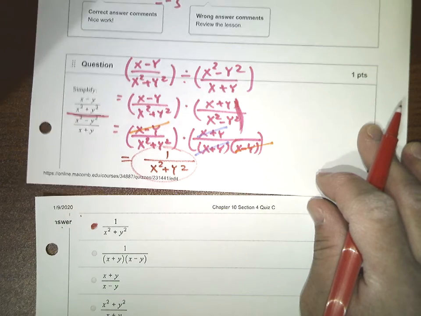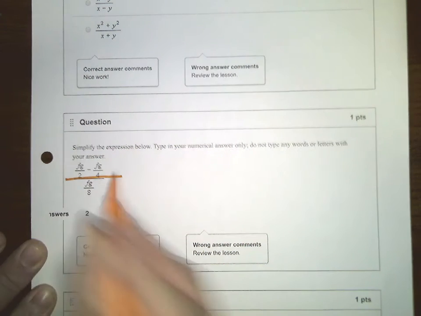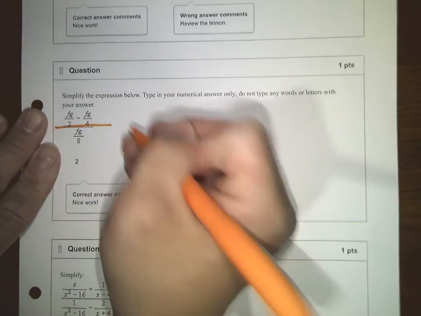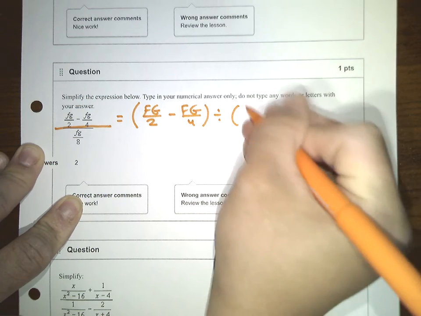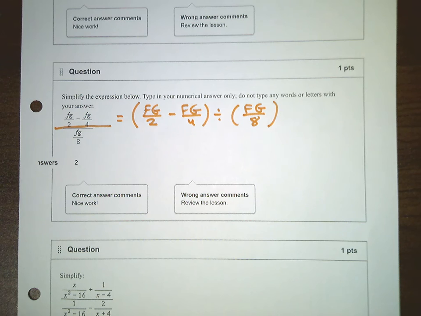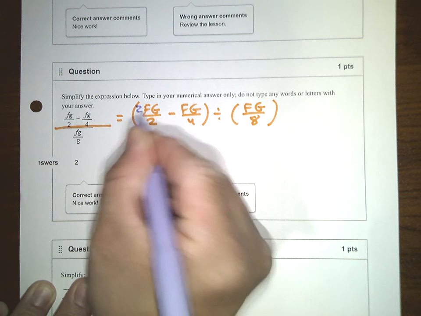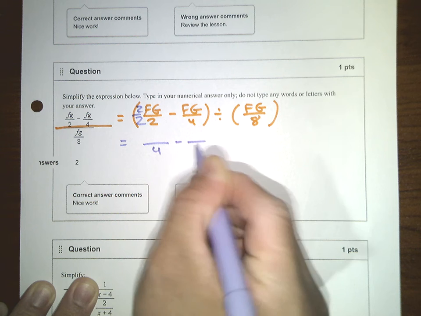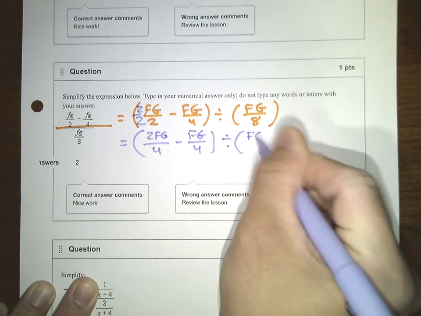All right, so let's go ahead and do just a few more here. So here is another one. We have fg over 2 minus fg over 4, and then that's divided by fg over 8. So we need a common denominator. So what do we have here? Between the 2 and the 4, a least common denominator of 4. So if I multiply by 2 over 2, I do get that these both would have a denominator of 4 now. So it's 2fg over 4 minus fg over 4 divided by fg over 8.